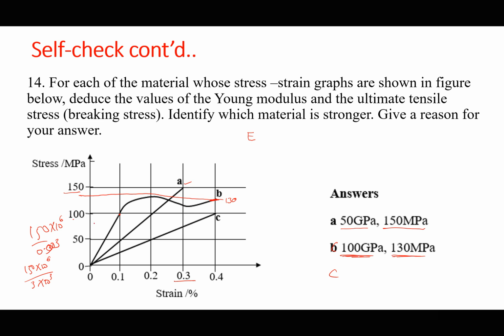C is going to be 100 divided by 0.4, which I think is going to be 25 gigapascals. And the ultimate tensile stress is going to be 100 megapascals. This value here for stress, the maximum stress that a material can withstand before it breaks, that is the ultimate tensile stress. Okay.